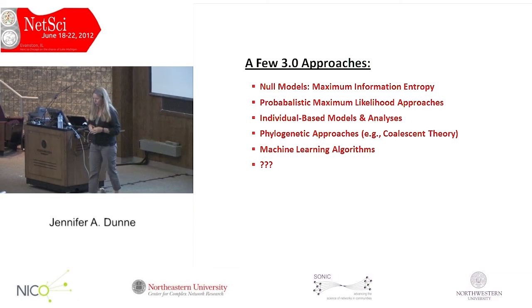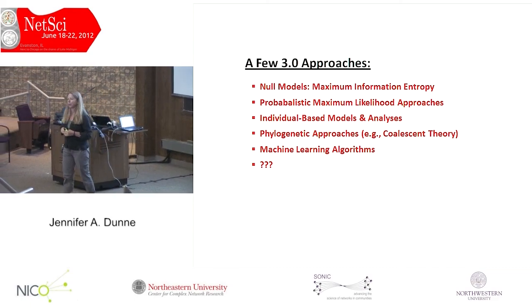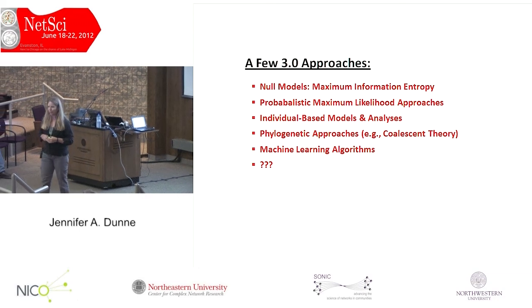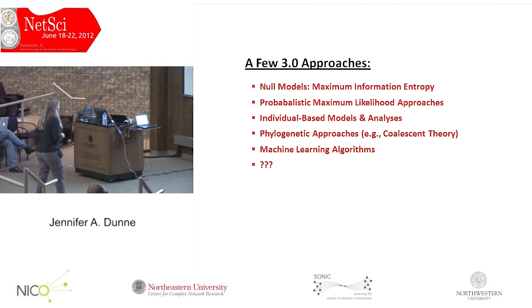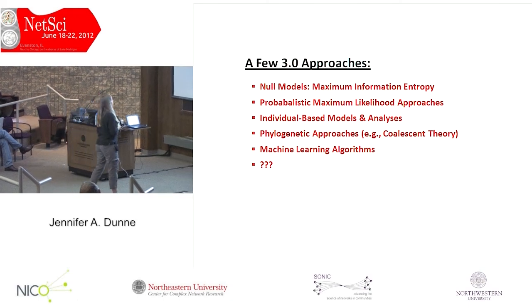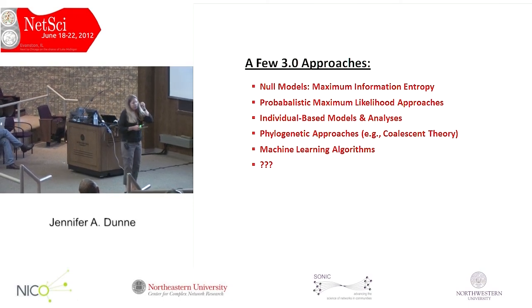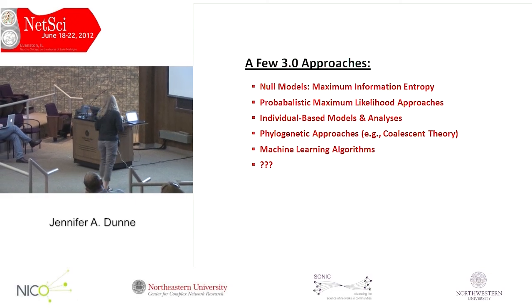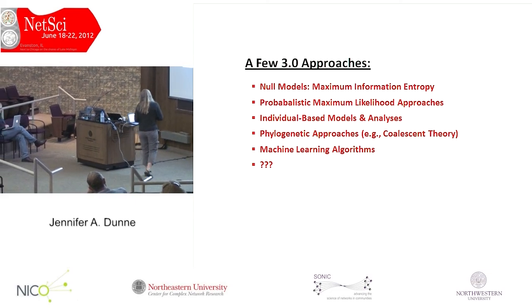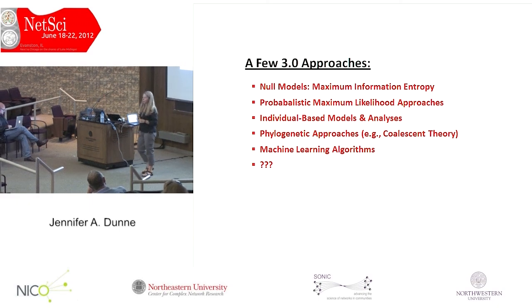So I would just want to mention a few generation 3 approaches. There's a lot of stuff going on. These are just a couple of things. The first is coming up with better null models. And in particular, I'll mention maximum information entropy and talk about it just a little bit. There's also probabilistic maximum likelihood methods being applied to ecological network modeling and analysis.